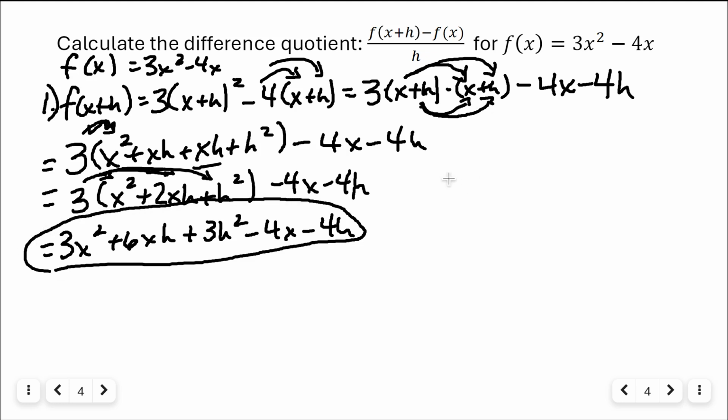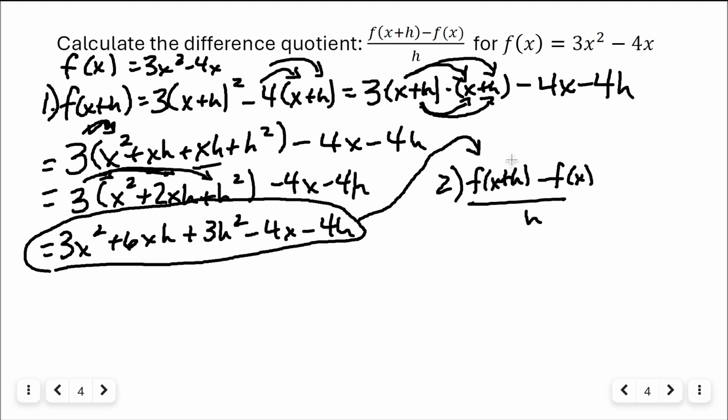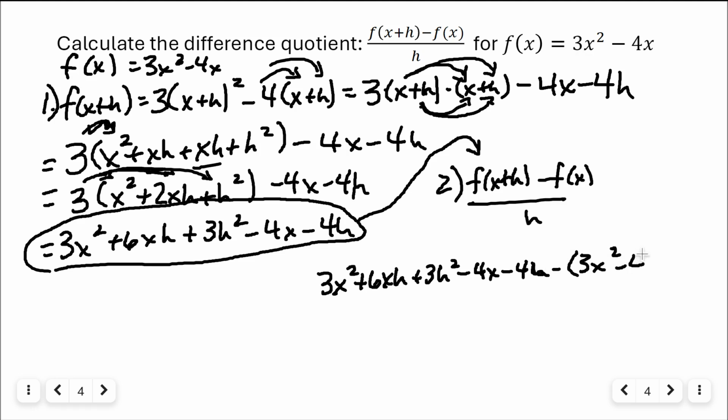So step 2, we come over here. I'm going to write down f of x plus h minus f of x over h. All right, so I'm going to do it underneath. F of x plus h is all of this. So in place of the f of x plus h, I'm writing this whole thing. So that's going to be 3x squared plus 6xh plus 3h squared minus 4x minus 4h. And then minus f of x. Well, that's f of x up there, 3x squared minus 4x, all over h.